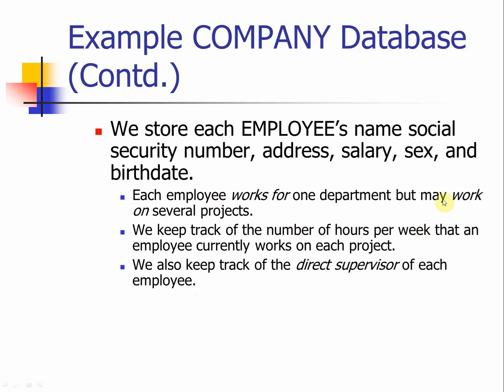We keep track of the number of hours per week that an employee currently works on each project. So for every project they work on, we need to keep track of how many hours they are working. We also need to keep track of the supervisor of each employee. And that's interesting because a supervisor is also an employee. So there is something we call a recursive relationship over here. And these are the important things about the employee.